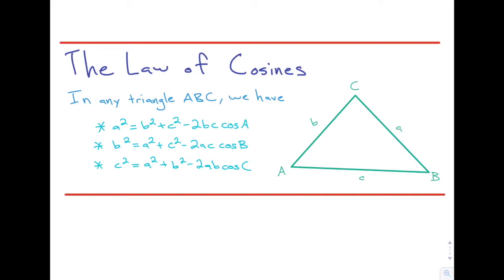A nice way to remember this is for whatever you're trying to solve, consider for example a, you have the other two sides both squared and added to one another, and then 2 times the two sides being multiplied together and the cosine of the angle opposite of little a. So there's kind of a pattern to what information goes where in these formulas. In the next video, we'll look at an application of the law of cosines to find the area of a triangle.